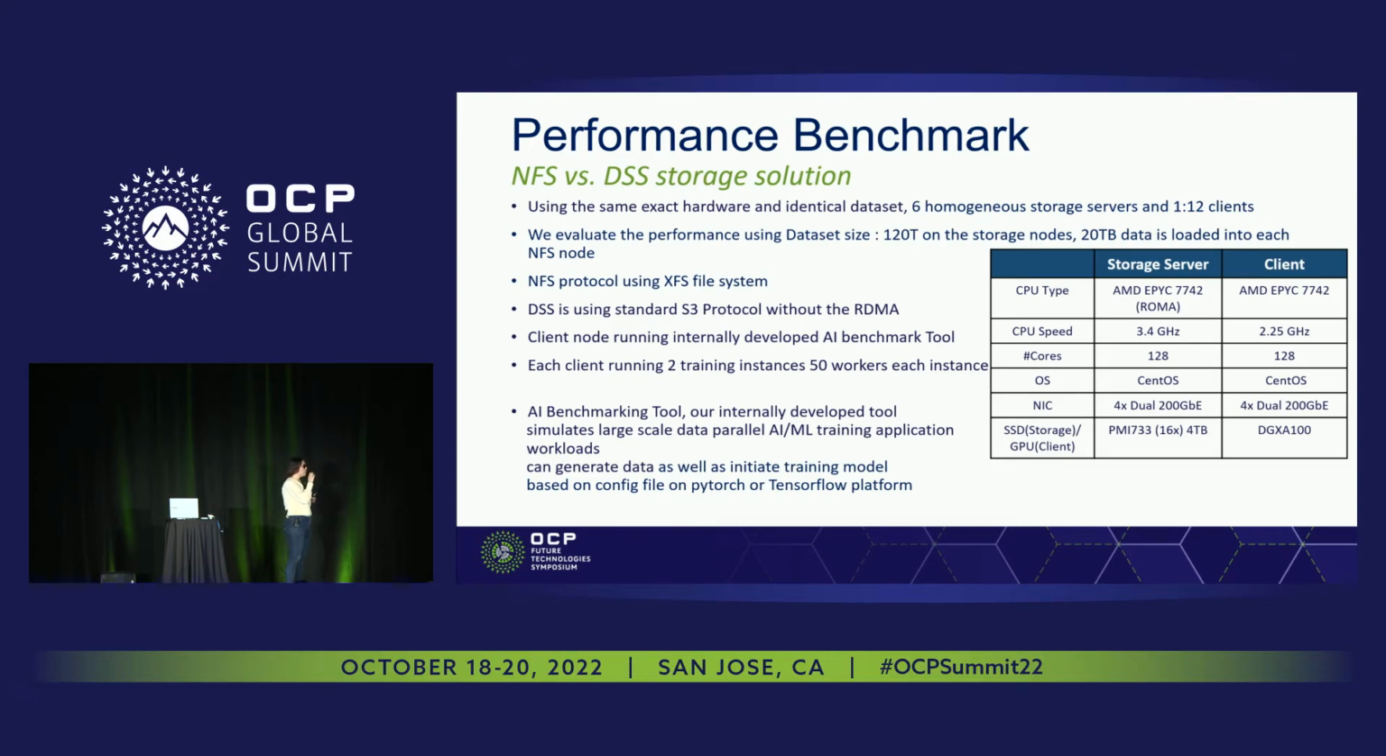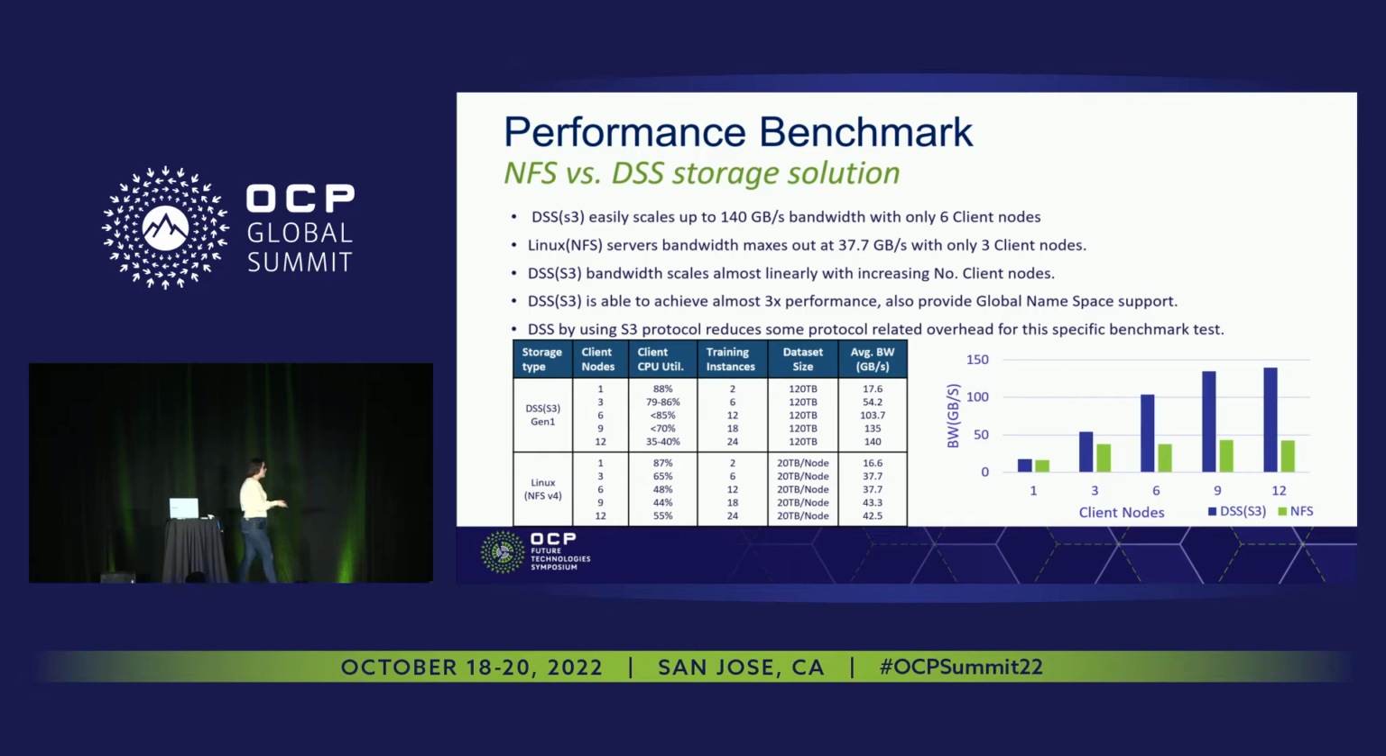So the client nodes are running the internally developed AI benchmark that we developed. This AI benchmark tool simulates large scales of data parallel training for AI and ML workloads. You can generate the data across all these nodes and then initiate your model, and you can decide which platform you want to work on. Is it PyTorch or is it TensorFlow? Each client runs 2 training instances with 50 workers per instance.